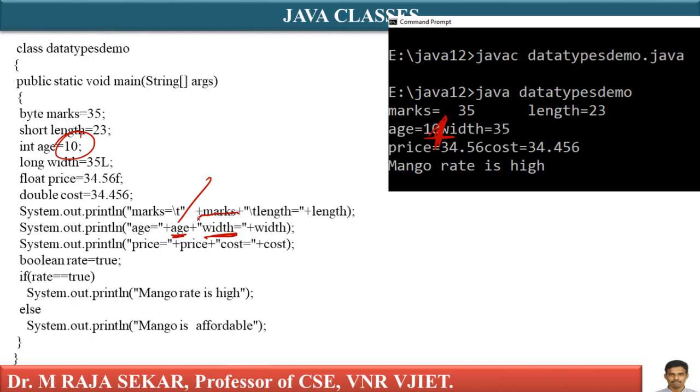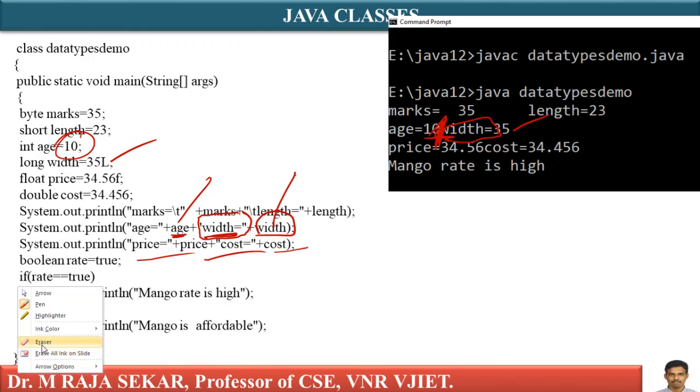Therefore, width equal to, I am keeping in double quotes. Therefore, I am getting width equal to. I am not keeping any tab here. Therefore, here it's not a message, it's a variable. What is the width value? 35. It is displaying 35. In a similar manner, you can understand price, cost, all these things.